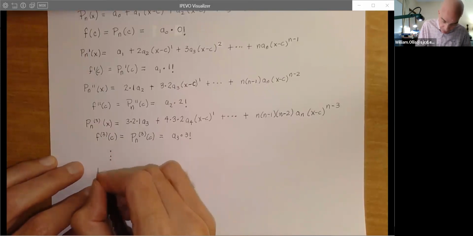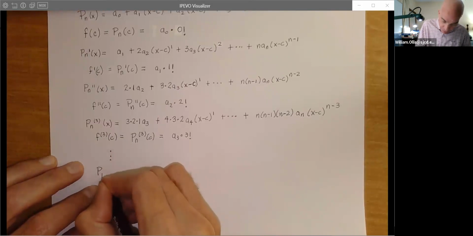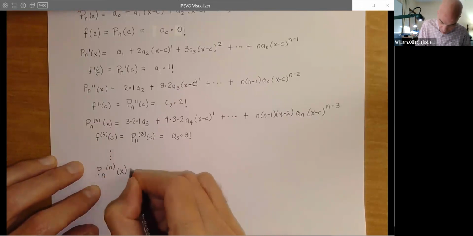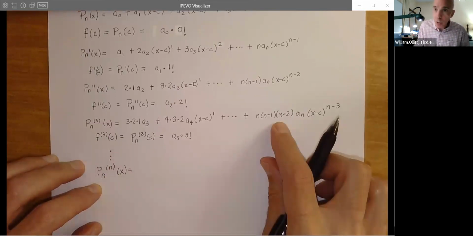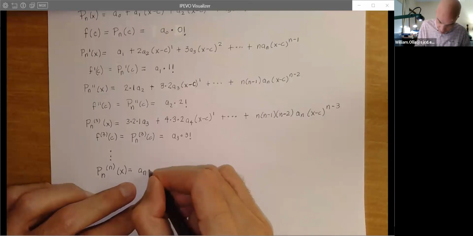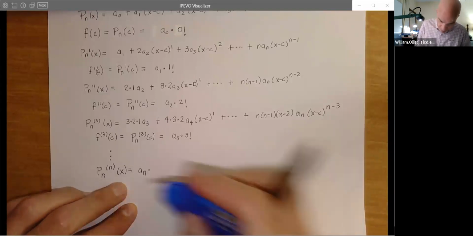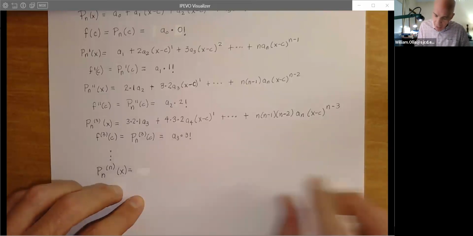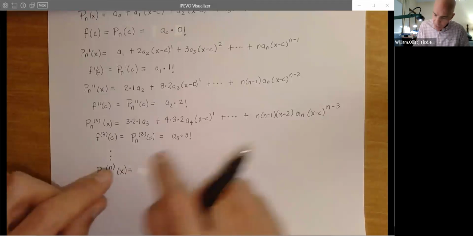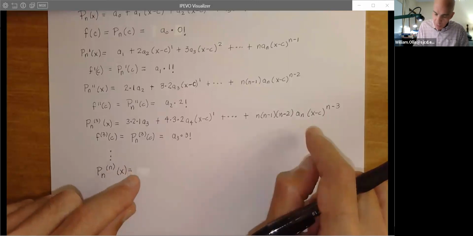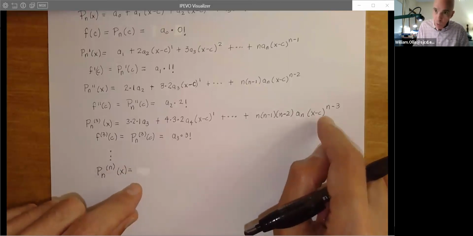So now, with this pattern, we can see that when we're done with all of this, the nth derivative here will just be n factorial times a sub n. That'll be the only thing that's left. So think about it as moving in an inductive pattern. And by the time we've taken this many derivatives, the only thing that's left is just that one power.